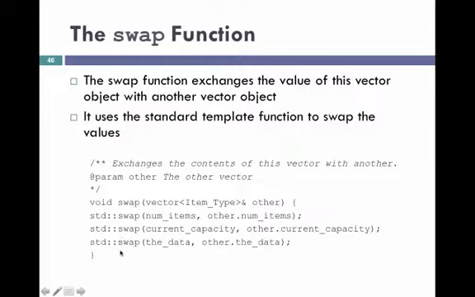And because the vector class is defined in the standard template library, we're going to make use of that existing swap function to do our swap. So the standard template swap is going to swap other.num_items with num_items. And then we're going to swap current_capacity with the other current_capacity, and then we're going to swap the data.